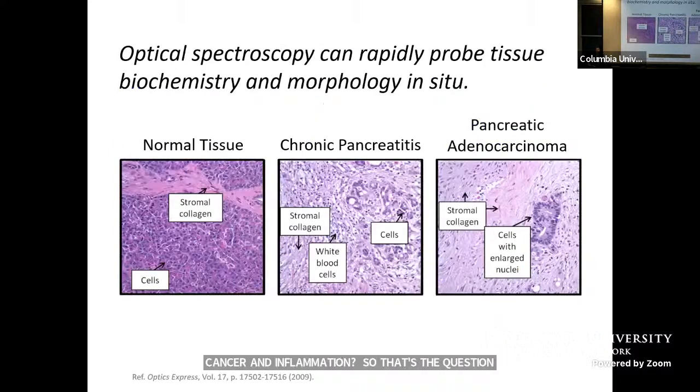So let me explain the rationale behind why we thought there might be an opportunity here for optical diagnostics. I've already told you that through optical sensing, light tissue interactions, we can probe tissue biochemistry and morphology in situ. And so what I'm showing here are histopathology slides of normal pancreas, inflammation or chronic pancreatitis, and then cancer, pancreatic adenocarcinoma. If you look at these slides, what you'll notice is there's much more stromal collagen in the diseased tissue versus normal tissue. So it shows up with that sort of lighter pink color.